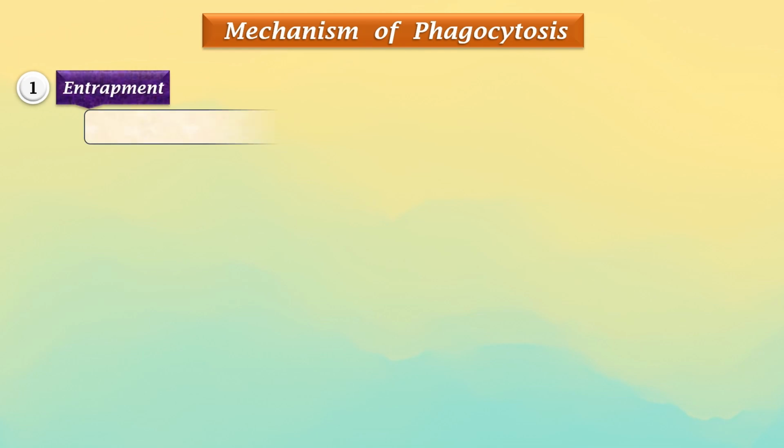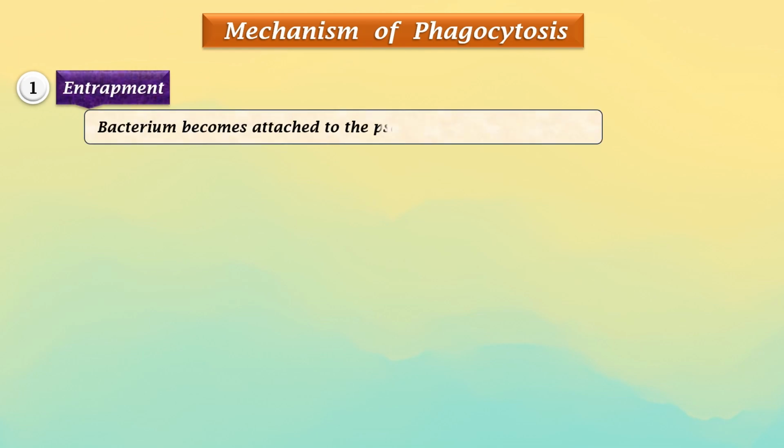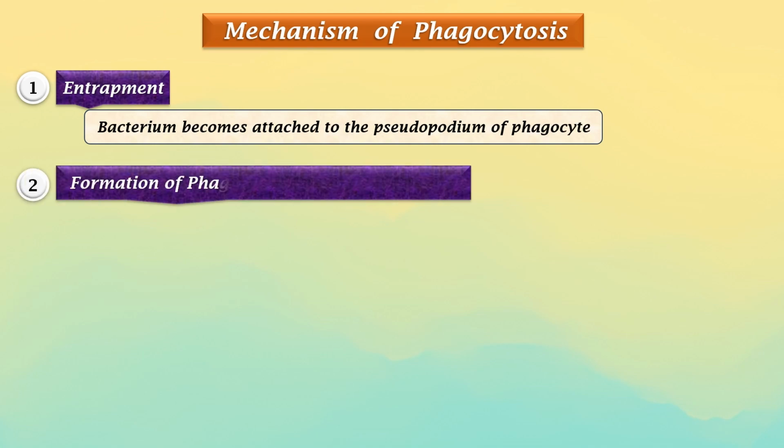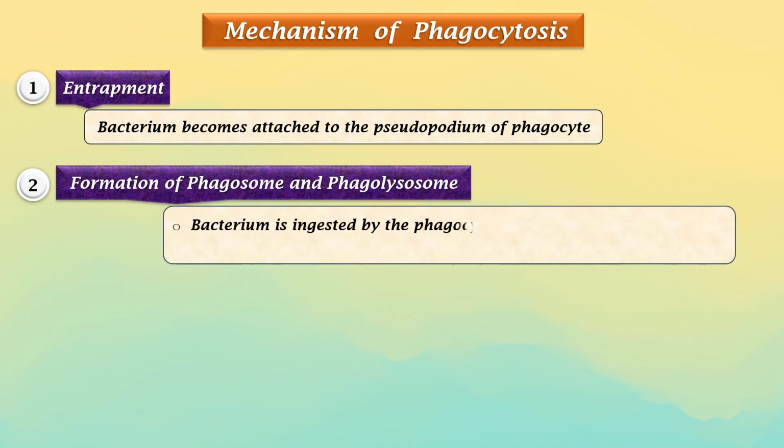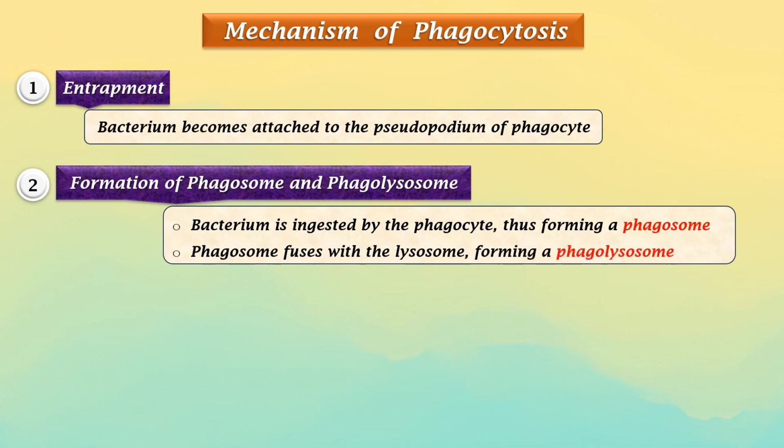Mechanism of phagocytosis. As discussed earlier, there are 4 sequential steps in phagocytosis. The initial step is entrapment, where the bacterium becomes attached to the pseudopodium of the phagocytic cell. The next step is formation of the phagosome and phagolysosome. The bacterium is ingested by the phagocyte, thus forming a phagosome. This process of engulfing the pathogen is termed phagocytosis.